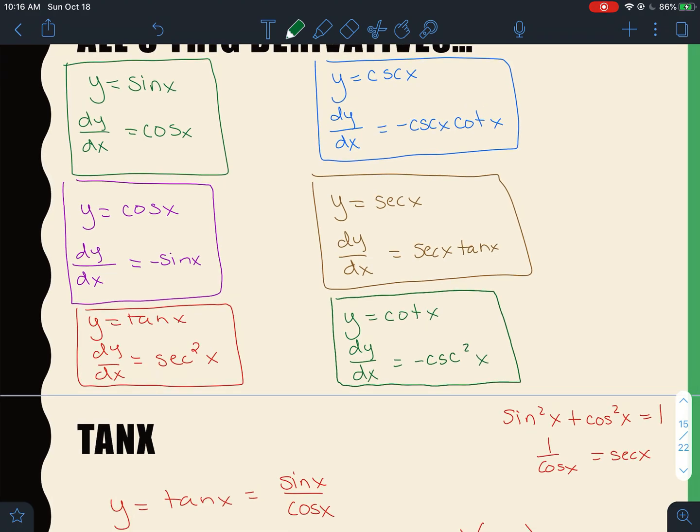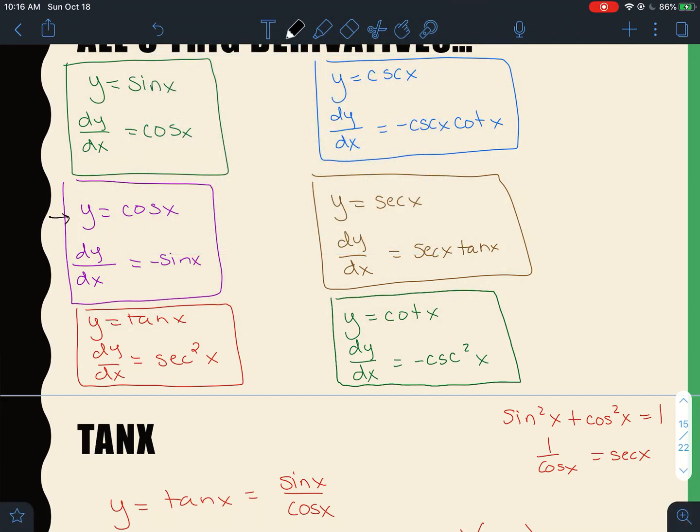So what do you notice? What are some patterns that you see in these derivatives? The derivative of sine is cosine. The derivative of cosine is negative sine. The derivative of tangent is secant squared. The derivative of cosecant is negative cosecant cotangent. The derivative of secant is secant tangent, and the derivative of cotangent is negative cosecant squared x.